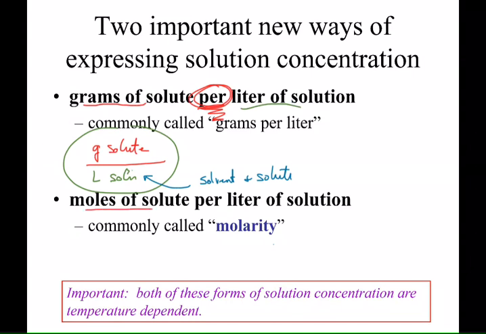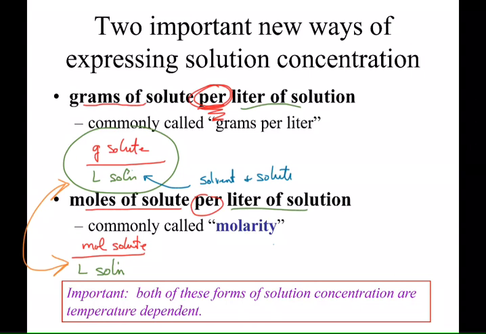Okay, the next one is moles of solute per liter of solution. Again, solution is the solvent plus the little bit of solute, so the volume of solution. Now notice the thing that these both have in common is they have what? The same denominator.